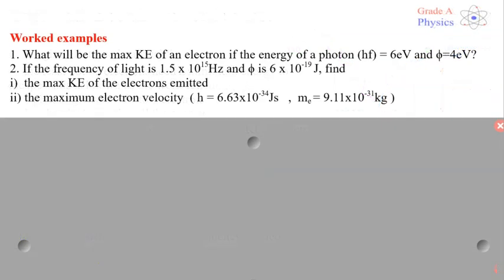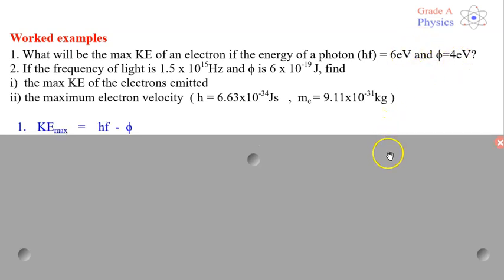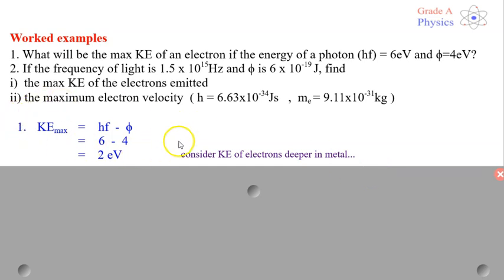Let's look at some calculations with this formula. So if you want to pause the video and have a go at these yourself, that might be a good idea. So let's have a look at the first one. What will be the maximum kinetic energy if the energy of a photon is 6 eV and the work function is 4 eV? Now this is one of the benefits of using electron volts because the numbers are nice and simple. So hopefully you can see that if we rearrange the formula to make KE max the subject, then that's equal to hf minus the work function. So 6 minus 4 is 2 eV.